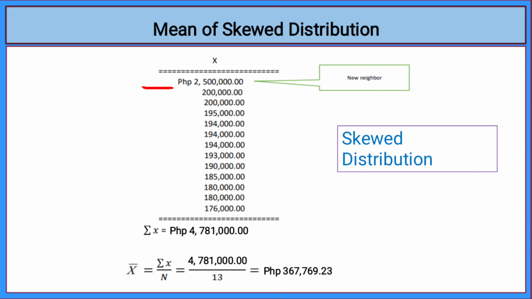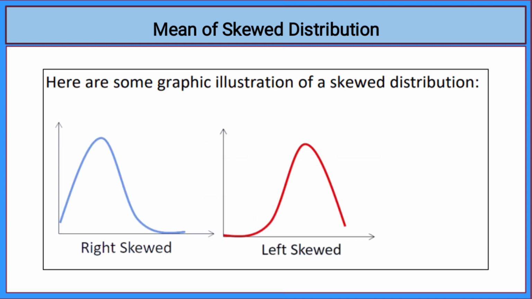Okay, for you to understand more what a skewed distribution is, if you graph the given data, then you can see the two types of skewed distribution. So here are some graphic illustrations of a skewed distribution. We have right skewed and left skewed. When the tail goes to the right, the curve is positively skewed. When the tail goes to the left, it is negatively skewed.